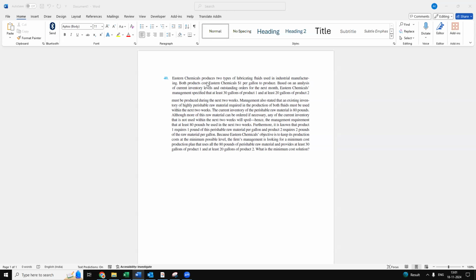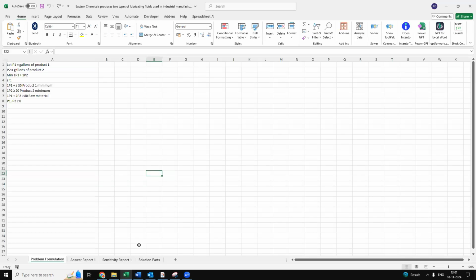Eastern Chemical produces two types of lubricating fluids. In this question, I have provided the solution using Excel formulation and Excel Solver. This is our formulation part, where P1 is the gallons of product 1 and P2 is the gallons of product 2. We have our constants here, and it is minimum P1 and P2. So we need the minimization of this question.